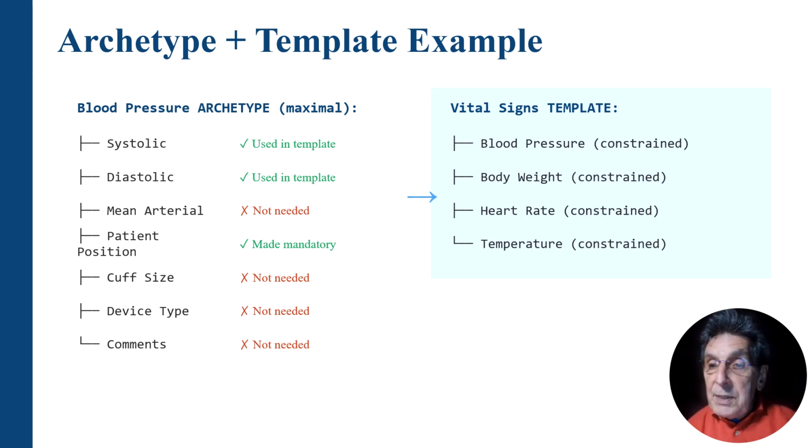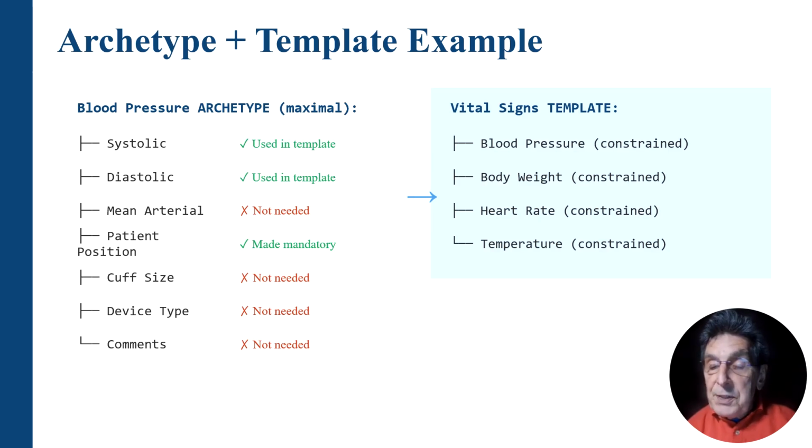I'm going to have systolic, diastolic. Well, we don't need the mean arterial because we're not going to use it in this workflow. The patient position, we'll include it and make it mandatory. Our quality team decided they wanted that. Cuff size, they decided they didn't need this. Comments, we decided we wouldn't include that. So this template constrains the archetype to just what's needed for this particular application.